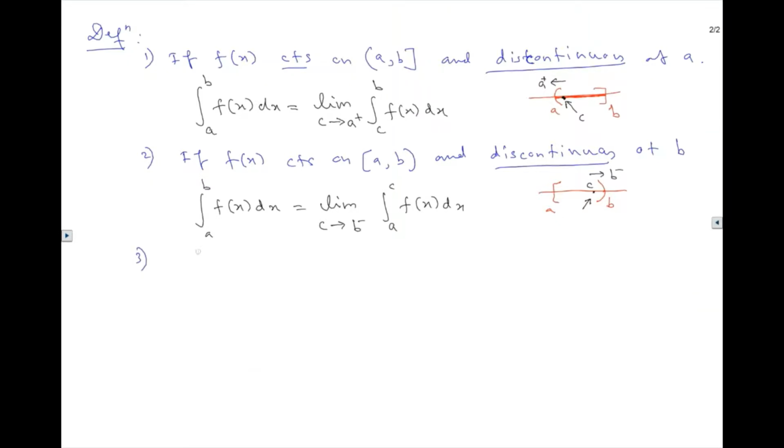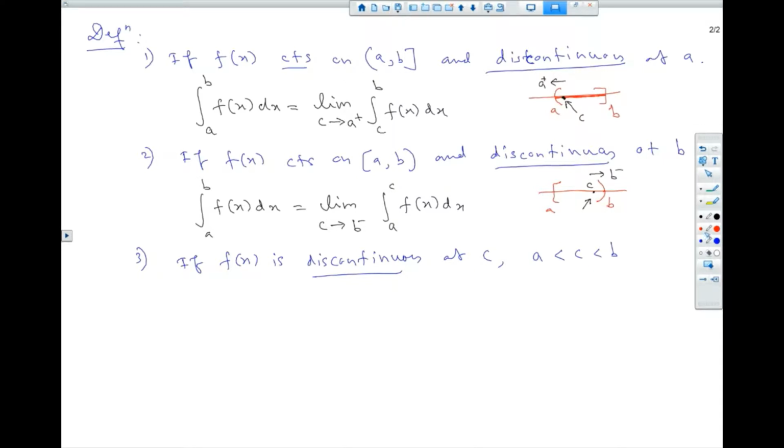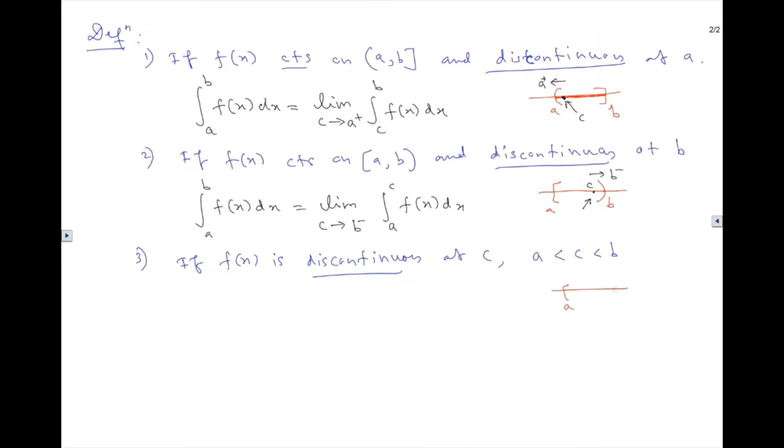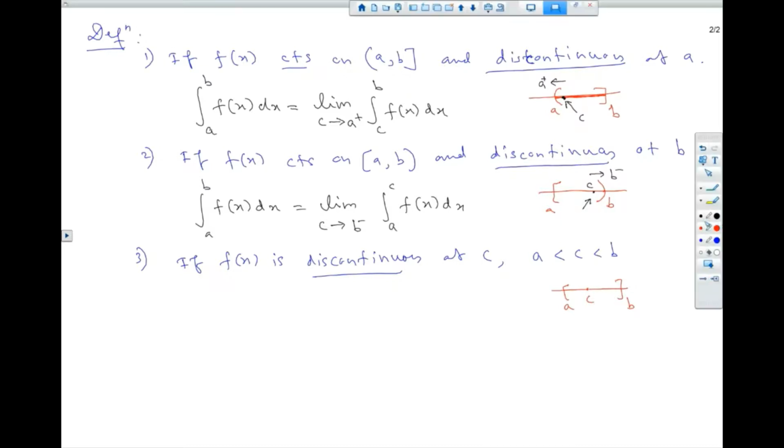So inside the interval, we can say f(x) is discontinuous at c, and c is in between a and b, it's not equal to either of them. What we're going to do is split the integral from a to c and c to b, and then those two integrals become either case 1 or case 2. So we're going to go back to those cases and solve.